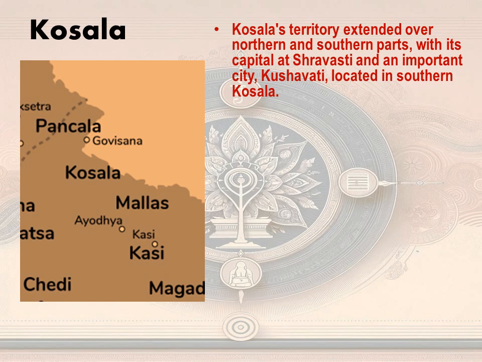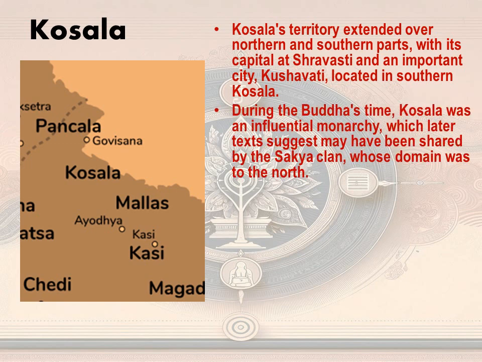Kosala's territory extended over northern and southern parts, with its capital at Shravasti and the important city Kushavati located in southern Kosala. So these were the two most important cities. The capital city was Shravasti and Kushavati was another important city which was located in the southern part of Kosala.